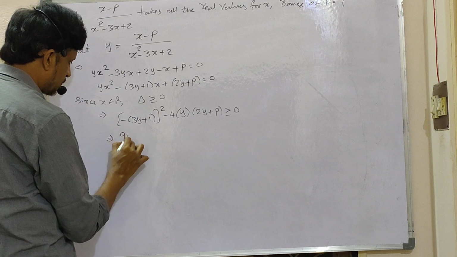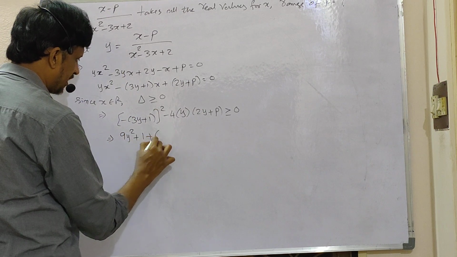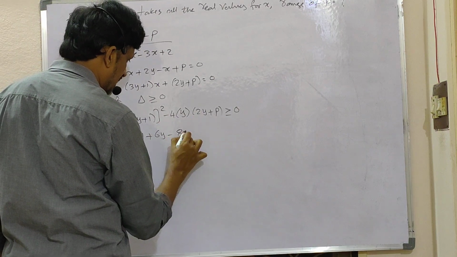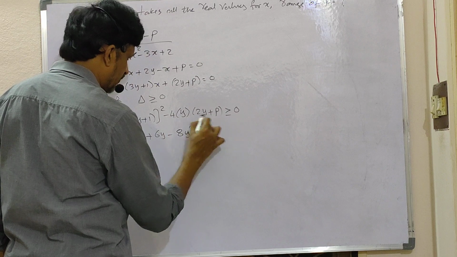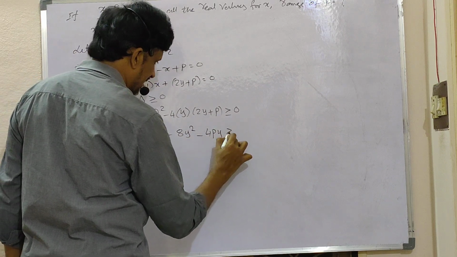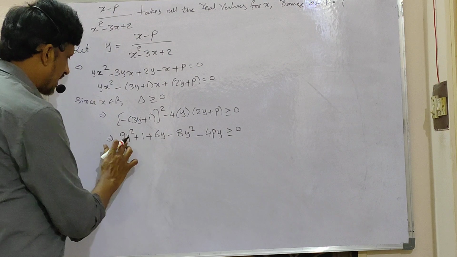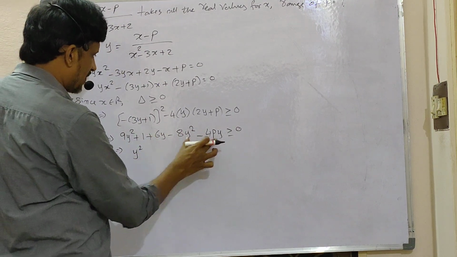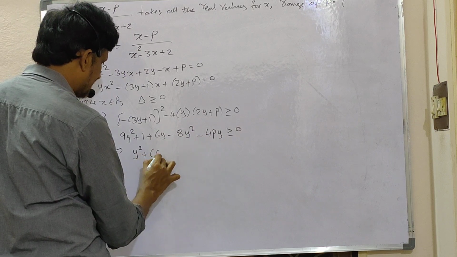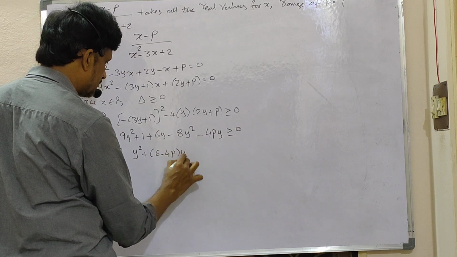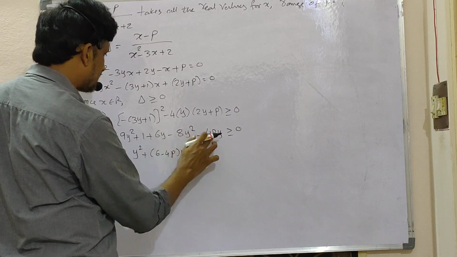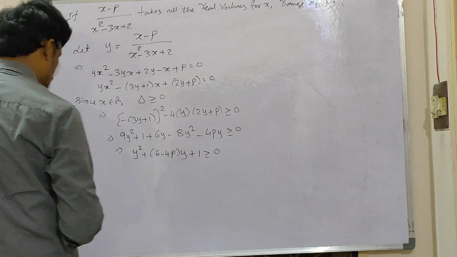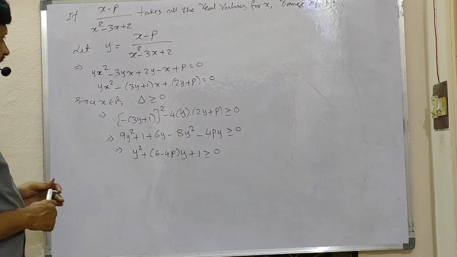So this will be 9y square plus 1 plus 2 into 3y, that is 6y, minus 4 into 2, that is 8y into y square, minus 4py is greater than or equal to 0. So 9y square minus 8y square will be 1y square, 6y minus 4py, so you can write (6 minus 4p) into y, and now constant is 1 only. So you are getting the relation like this here.